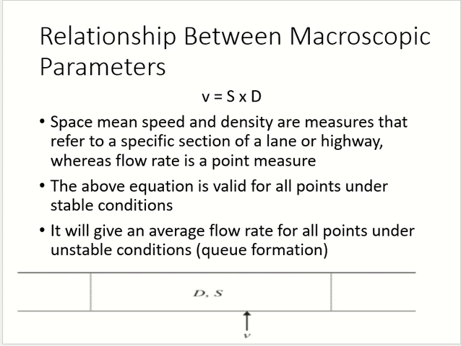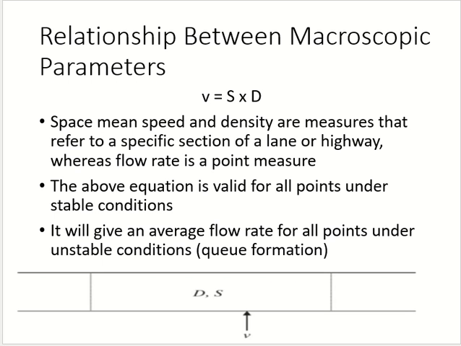Okay. This equation which you see on the board is the most important equation, the most basic equation, the primary equation of traffic flow. You can see there are three parameters in this equation. V is flow rate, S is speed, and D is density. Flow rate, speed, density. So we know there are two types of parameters, right? Which type is this? All of them are macro.